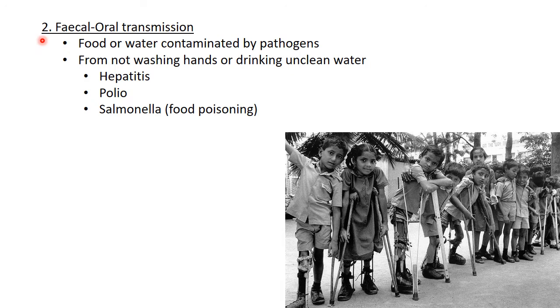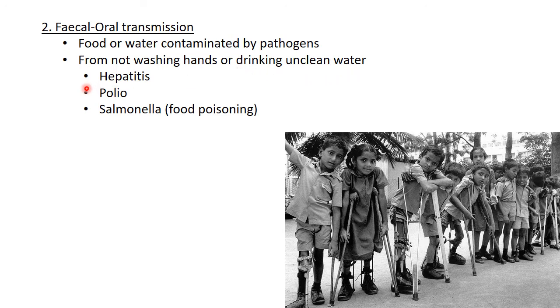The second way that infectious diseases can be spread is by the fecal-oral transmission. So fecal, meaning feces or poo, is spread to the mouth or ingested or swallowed. So food or water contaminated by the germs or bugs, and this can happen by not washing hands properly after going to the toilet, or if water is contaminated by sewage and then drunk.